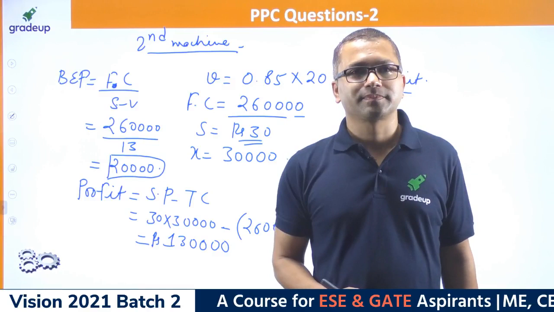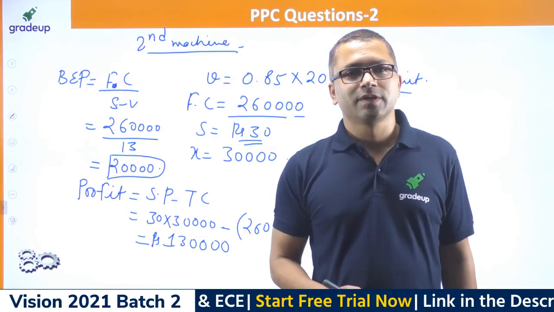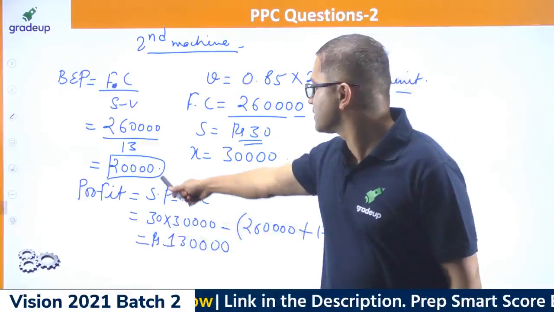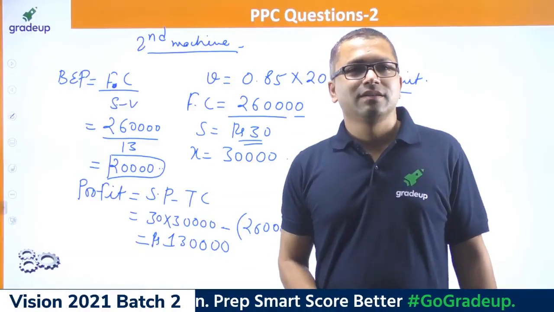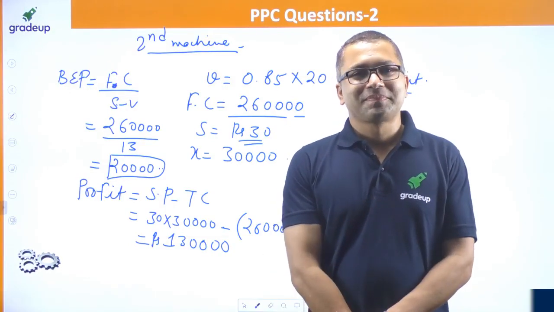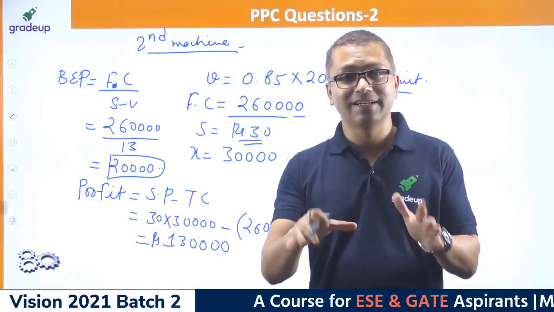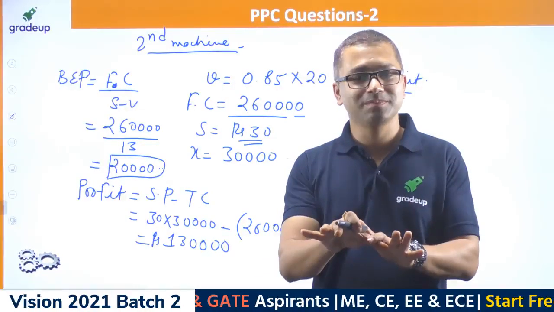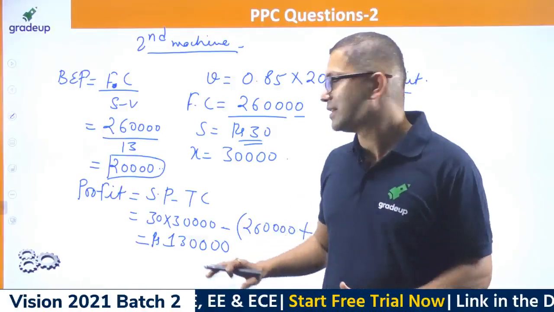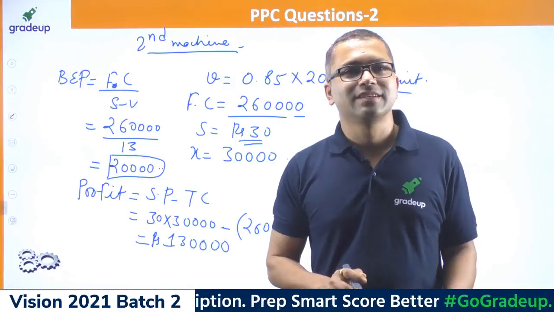Come on, what is the meaning of this 20,000? I was expecting a better explanation, but at least you have told it. Now can you think of a better explanation? You're saying 20,000, no profit and no loss.